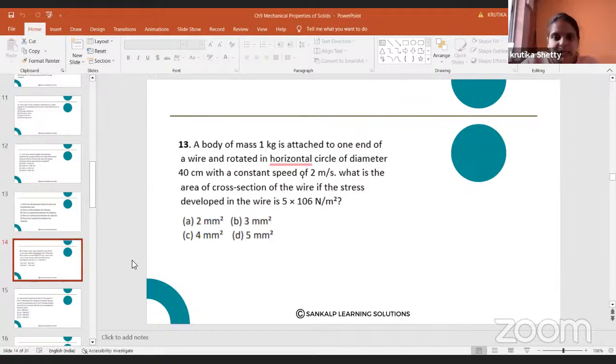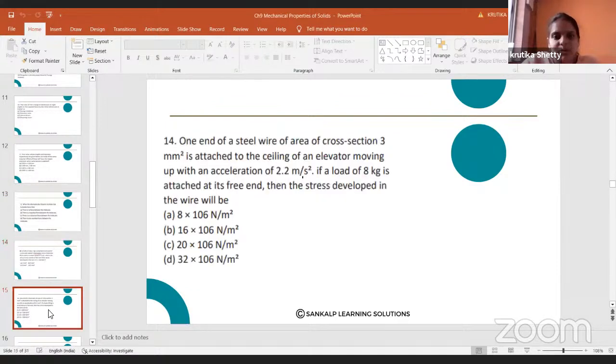The next question. One end of a steel wire of area of cross section 3 millimeter square is attached to the ceiling of an elevator moving up with an acceleration of 2.2 meter per second square. If a load of 8 kg is attached at its free end, then the stress developed is. So already you know the formula for stress developed.